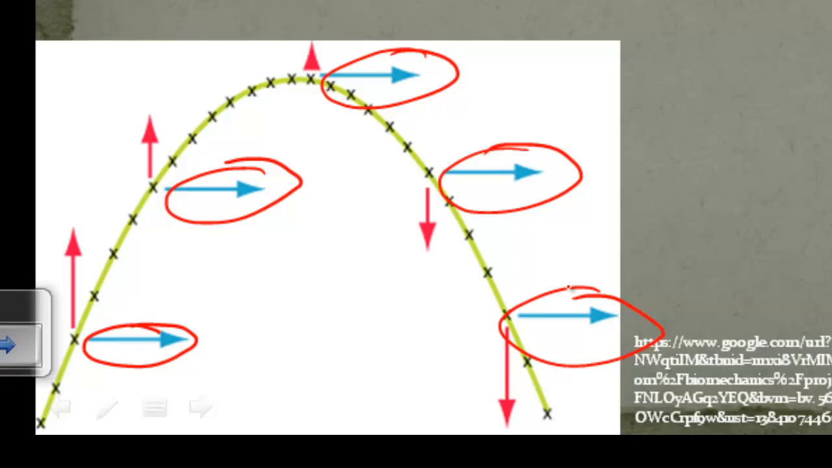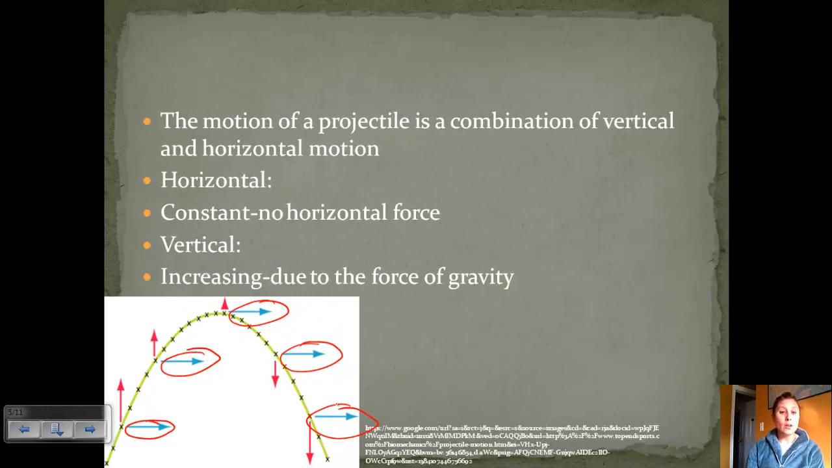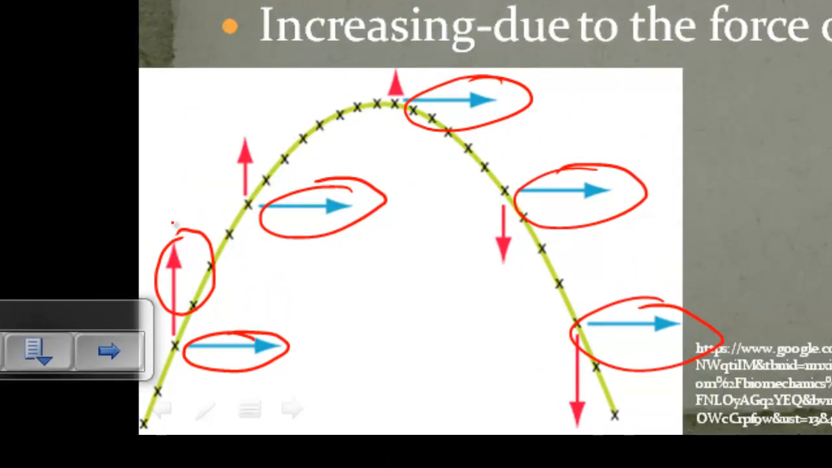And so this would be considered constant velocity. We're going to assume no air resistance. For vertical, you can see that first off, we give it this vertical motion in the upward direction. Gravity is acting against it, so you can see our arrows getting smaller through time until we get to the top of the object's path of motion.